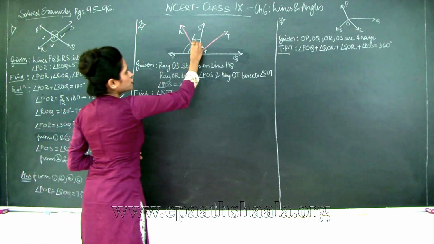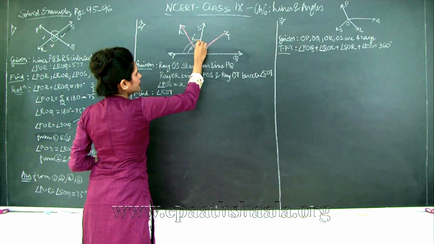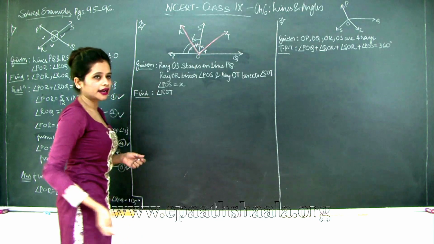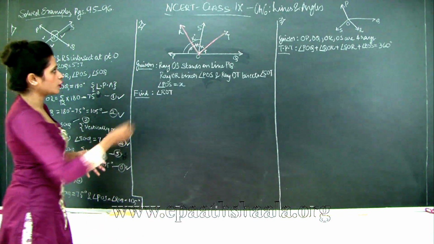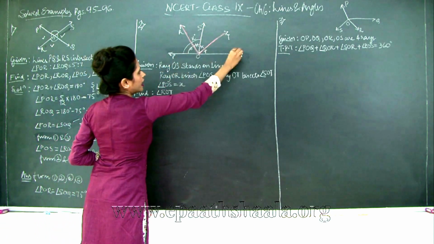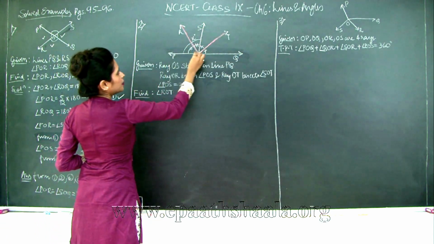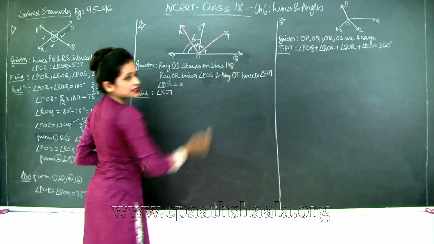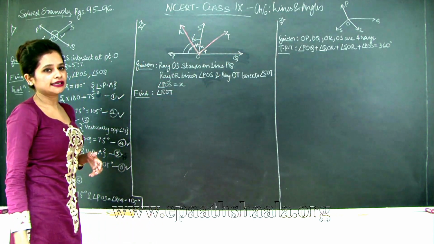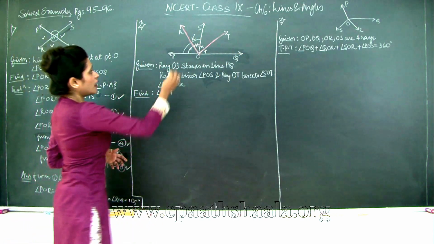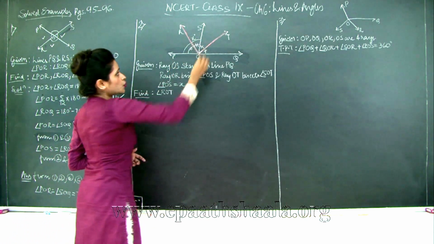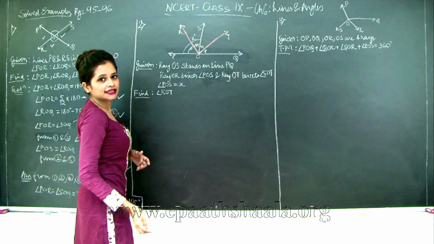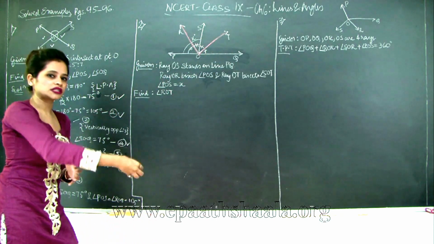So, this angle first of all is the sum of this angle plus this angle, correct? Let's see how we are going to find the measure of this angle. So, first of all, ray OS stands on line POQ. Therefore, angle POS and angle SOQ is equal to 180 degrees through the linear pair axiom. Now, angle POS is how much? X degrees. So, won't this be 180 minus X degrees? Correct? Let's write this and then proceed further.